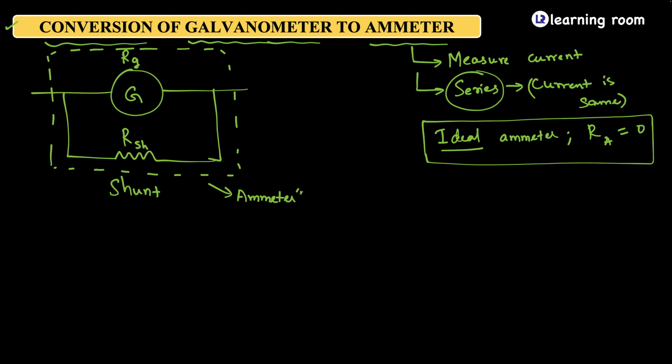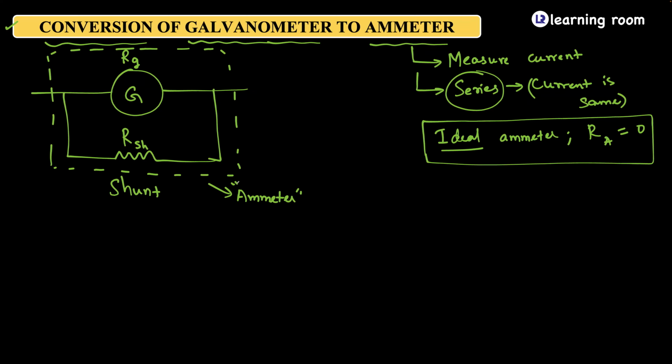Now the question is, what should be the value of that shunt resistance that I need to connect? That is the important question. So now we understood the basics. We came from the basic idea that an ammeter is a device which is used to measure current, and for measuring current, you are going to connect it in series. And the concept of an ideal ammeter tells me that the resistance of an ammeter is approximately 0. So from there, we understood that the galvanometer's resistance should be decreased.